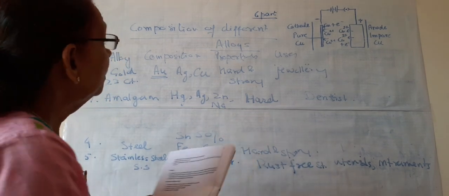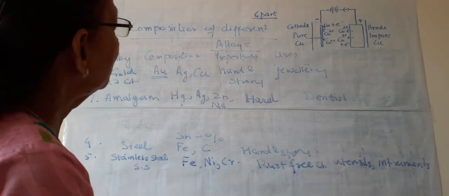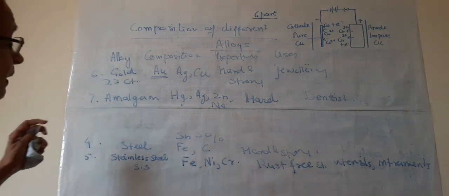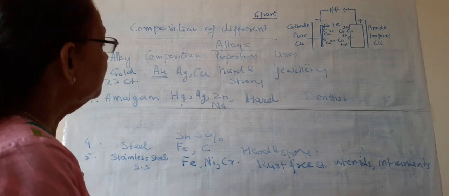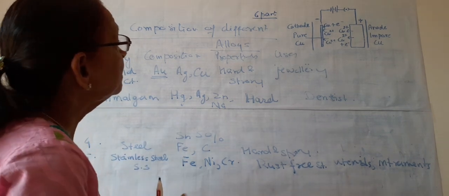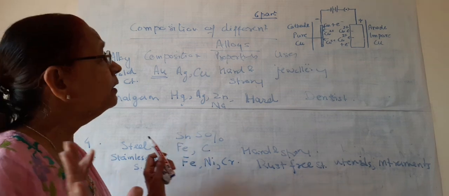So these are the compositions of different alloys. You have to learn them with their percentages. Sometimes it is asked in exams. So with this the chapter is completed.